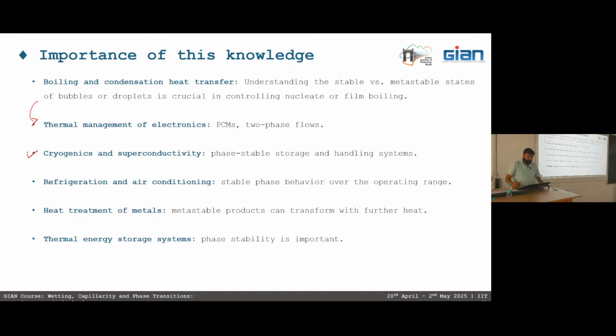It is also very useful for heat treatment of metals. The reason is that in the heat treatment of metals, for certain temperatures, metastable states exist, and those states give exotic properties to the metals. So we must know at what temperature and at what pressure those states can exist, so that we can tune the properties of the metal we are working with. And lastly, thermal energy storage systems. Here also phase stability is important because these thermal energy storage systems are basically phase change energy storage systems.